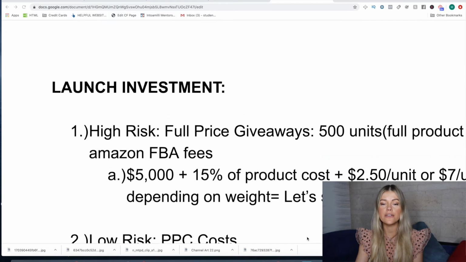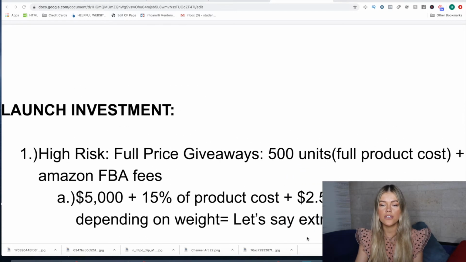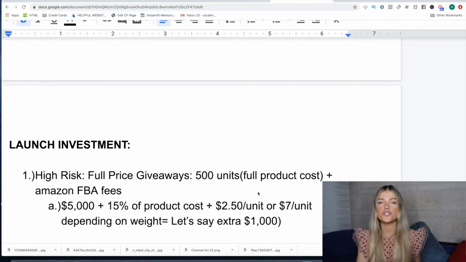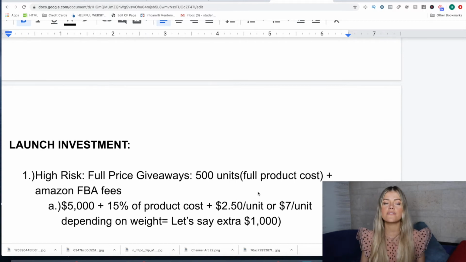First, let's look at the high risk costs. If you are doing a high risk product and the revenue of that product is high, you might need to be doing full price giveaways, because in high risk markets, it's very difficult to rank with just pay-per-click ads, which is PPC alone. So you're going to have to do giveaways, and Amazon no longer likes really heavy discounting giveaways. So you're going to have to do full price giveaways, which means that's how you rank.